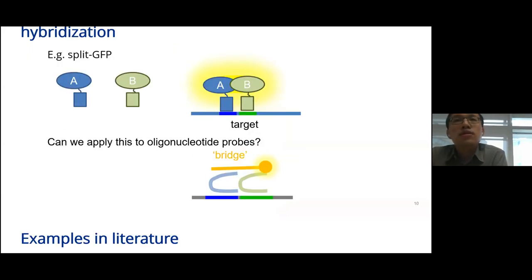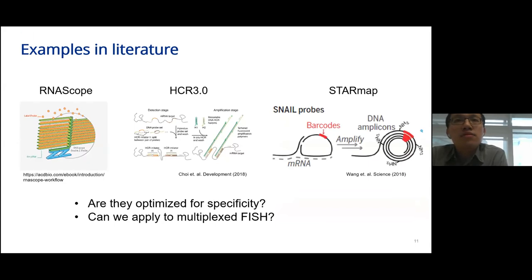When we look at the literature, this idea of using two probes is there already. We can look at RNAscope, where they have these two Z probes, or HCR 3.0, the more recent one, which looks like this. And then there are the SNAIL probes, which they use in in situ sequencing. There are so many different designs, and the protocols are also complex, right?